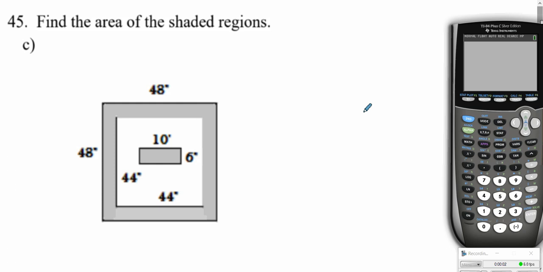GeoCon Unit 1, number 45, Part C, find the area of the shaded regions. So I'm going to find the area of the great big square. Let me finish that. I don't like that that line isn't there. The great big square.